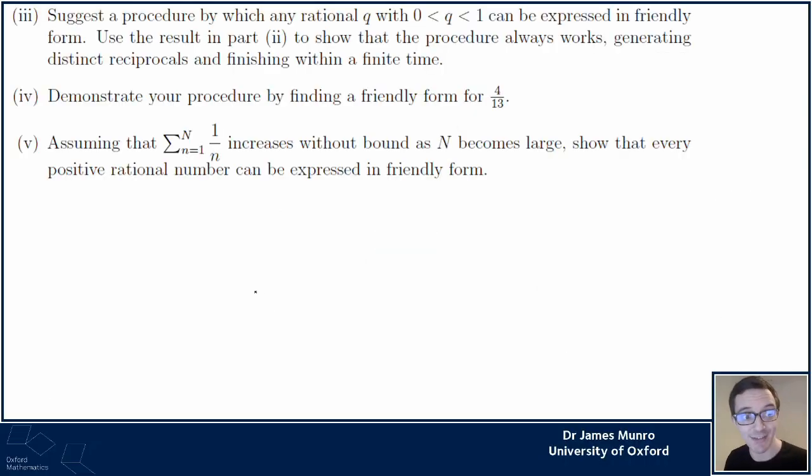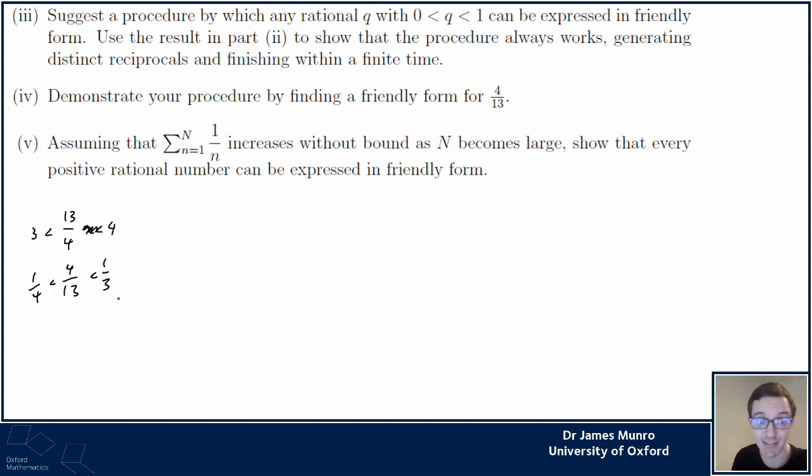Demonstrate my procedure by finding a friendly form for 4 over 13 is the next part of this question. So I need to think about the biggest fraction I could subtract from 4 over 13. 4 over 13 is smaller than a half. Is it smaller than a third? How big is 4 over 13? I'm thinking about reciprocals here. 13 over 4 is somewhere between 3 and 4. So 4 over 13 is somewhere between 1/4 and 1/3.